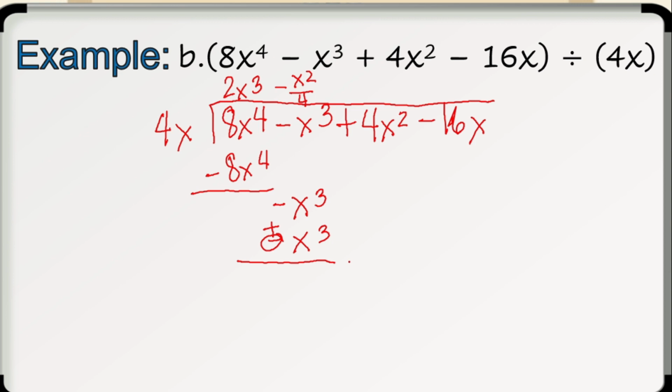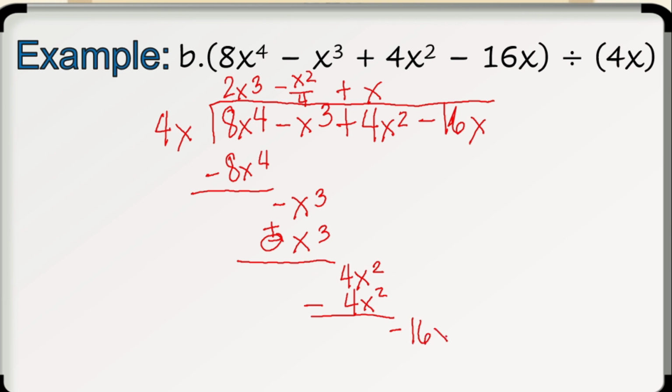We have 0. Bring down 4x squared. 4x squared divided by 4x is x. X times 4x is 4x squared. Subtract, change the sign of the subtrahend, then add. We have 0. Then bring down negative 16x.